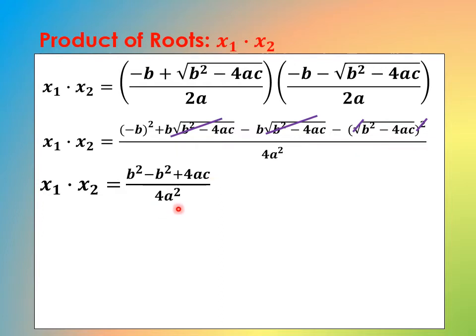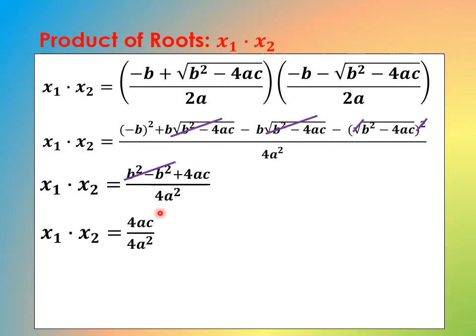Okay? Next. Combine again like terms. So, b squared minus b squared, magiging 0 na. So, matitira sa atin is 4ac over 4a squared. We can now simplify it. So, 4 divided by 4, that is equal to 1. A divided by a squared.